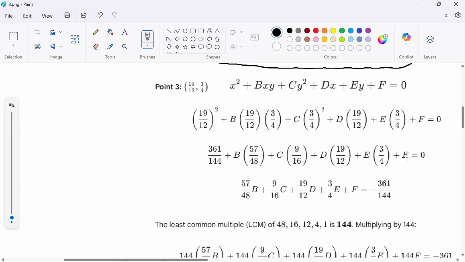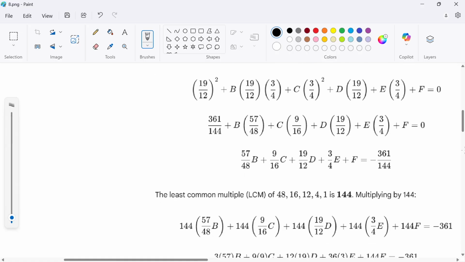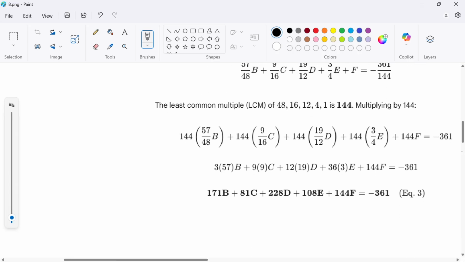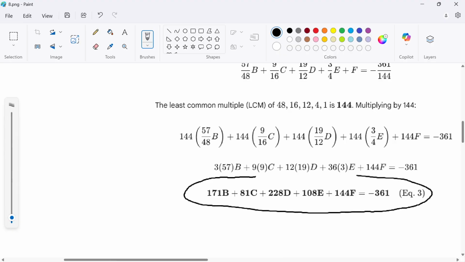Here's the next point, 19/12, 3/4. I do all the math on that one, and it ends up 19/12 squared plus 19/12 times 3/4 b plus 3/4 squared c, which is y squared, plus xd, which is 19/12 d, plus 3/4 e, plus f equals 0. I find out what all those numbers are, probably using a calculator, or you can do it by hand if you want. I'm going to subtract 361 over 144 from both sides, and now multiply everything by 144, and I get this for equation 3. That's what I'm going to put into the matrix.